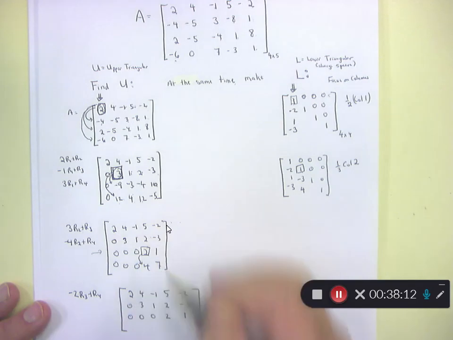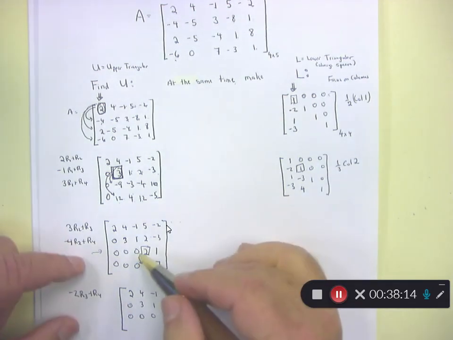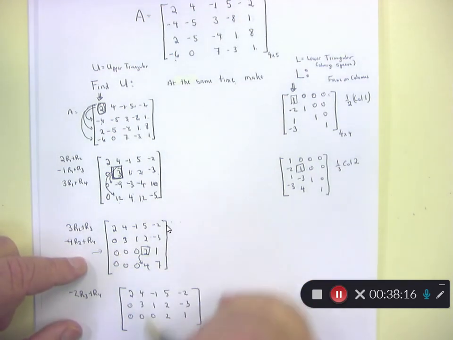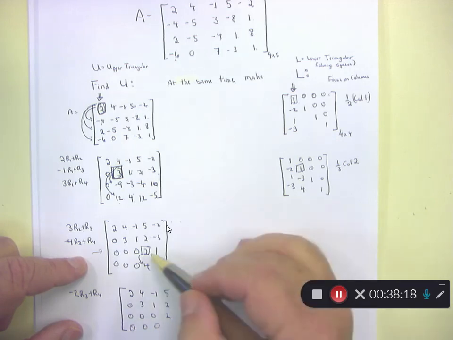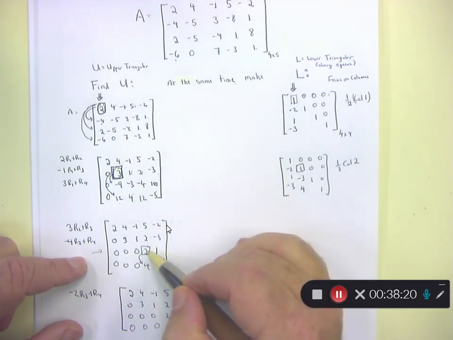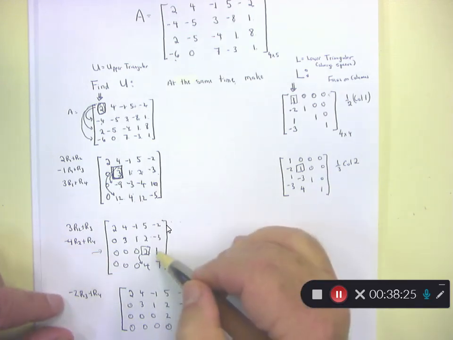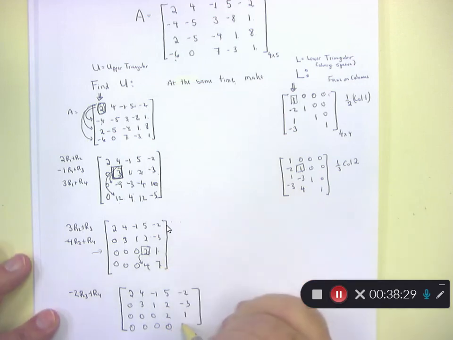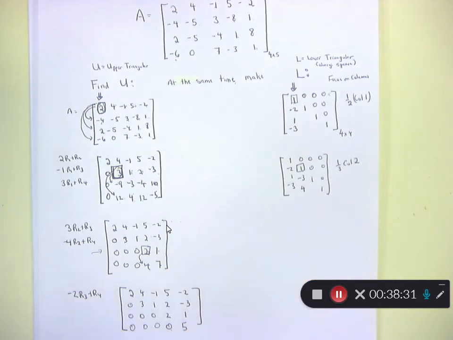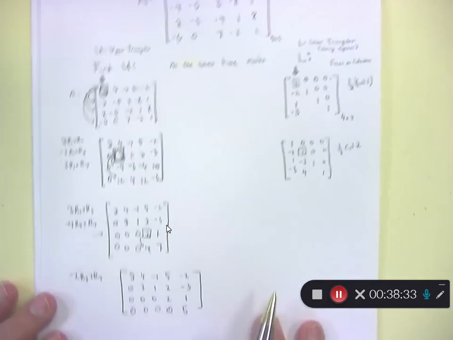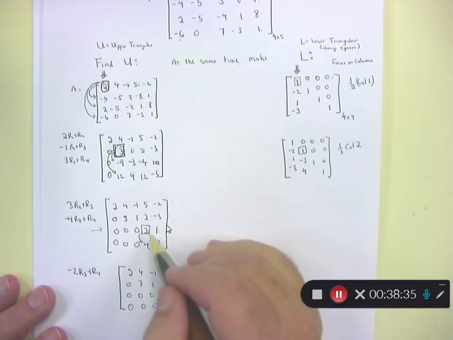Now I'm going to take this guy and sweep down. 0 times negative 2 plus 0 is a bunch of zeros. Negative 2 times 2 is negative 4, plus 4 is 0. That was the point, making that guy 0. Negative 2 times 1 is negative 2, plus 7 is what? 5. Does that make sense?